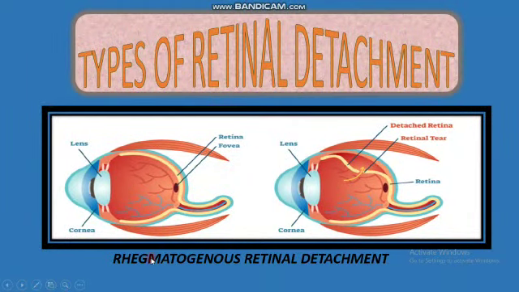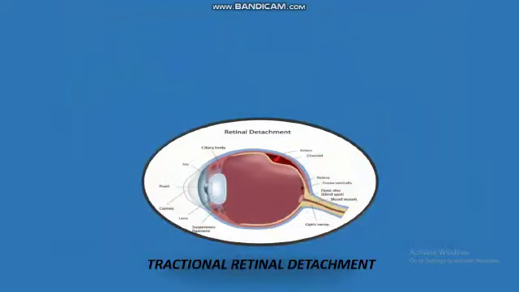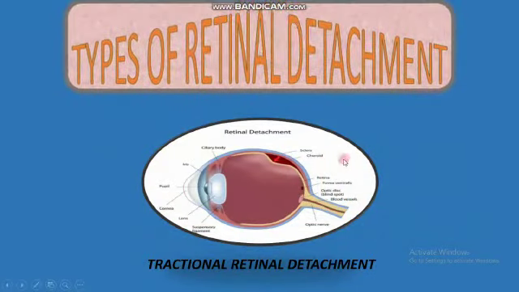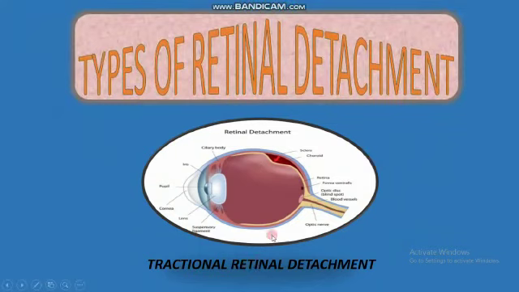Now here you can see the diagram of rhegmatogenous retinal detachment, in which the break in the full thickness of the sensory layer of retina causes the fluid from the vitreous chamber to enter the subretinal space, which causes the separation of these two layers of retina. Now here is the diagram of tractional retinal detachment, in which there is no break in the sensory retina, but the fibrous band in the vitreous chamber causes the separation of these two layers of retina.